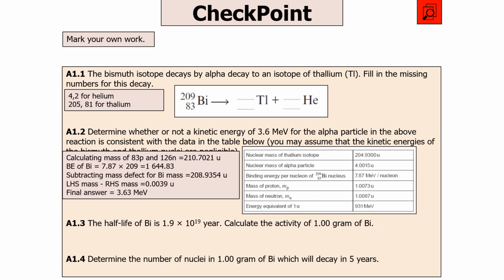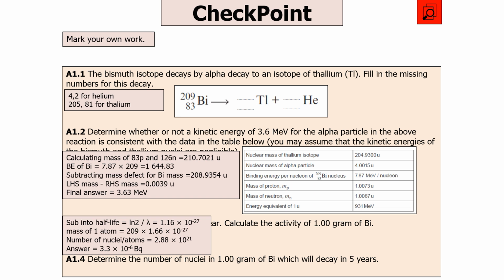So therefore you get 164.83. Then subtract the mass defect for the bismuth mass. So therefore you can find the difference and you get 0.0039 u. Multiply that by 931.5 to get 3.63 megaelectron-volts. Then this next one, how do you work it through?